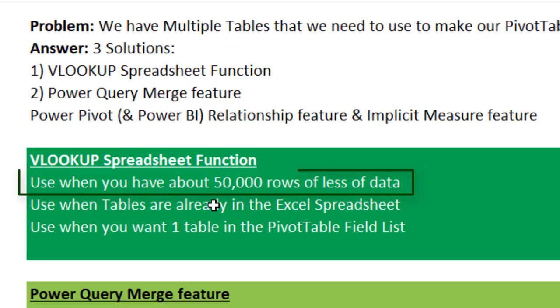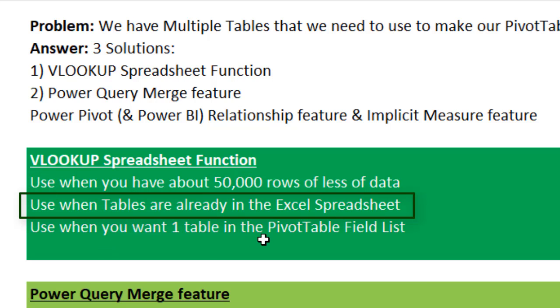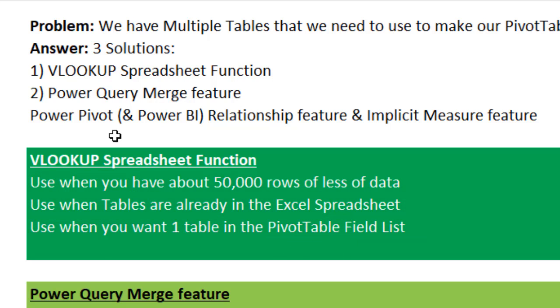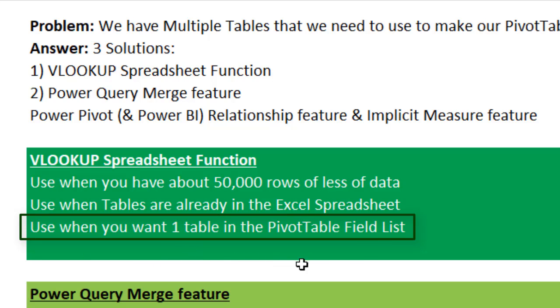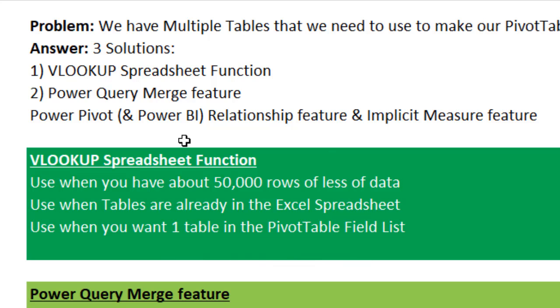VLOOKUP, when you have about 50,000 rows of data or less, VLOOKUP is fine. When your tables are already in the Excel spreadsheet, VLOOKUP is fine. And when you want to use one table in the pivot table field list, VLOOKUP is great.